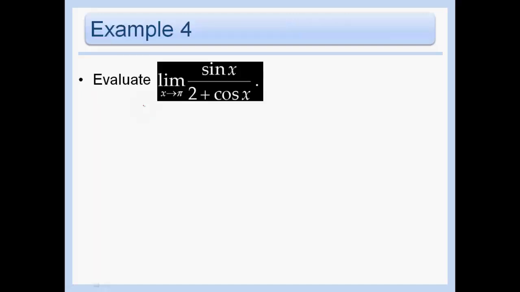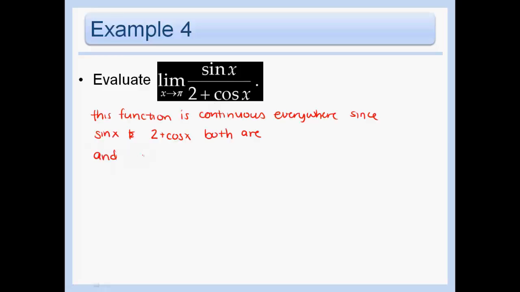So let's use that to evaluate this limit here. You know sine of x and 2 plus cosine of x are both continuous on all real numbers, right? Because the last theorem just said that trigonometric functions are continuous everywhere. And we know that 2 plus cosine of x can never equal 0. You can just apply direct substitution since it's continuous.